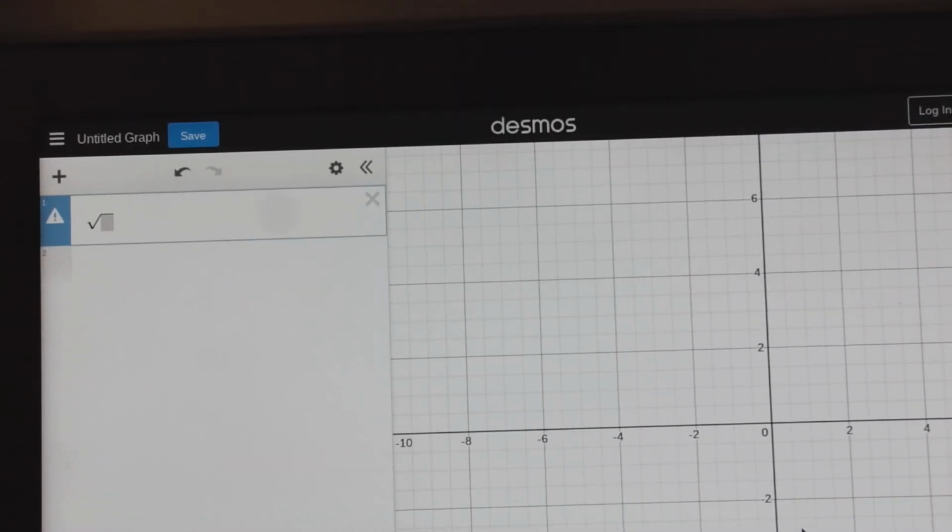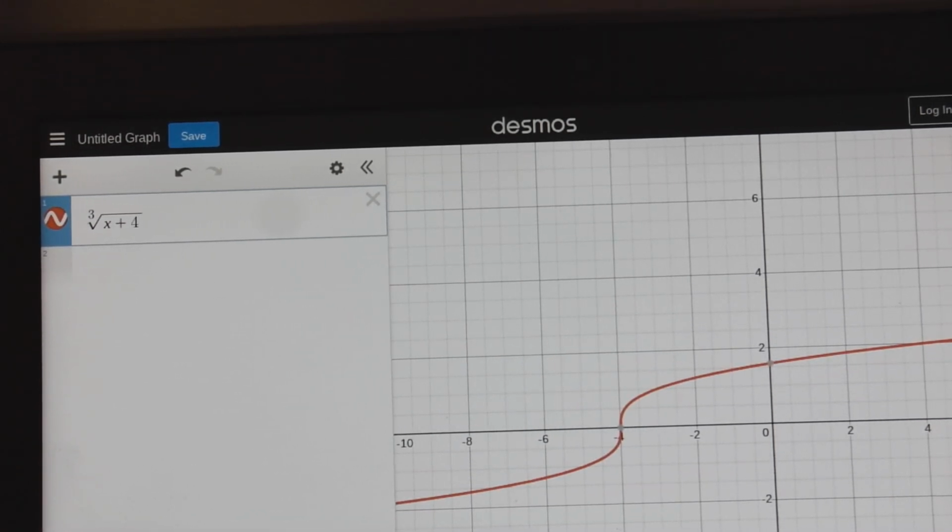Do you see how it's letting me type in the root? So I can find a cubed root, I can find a 21st root, I can find whatever root I feel like. So type in your number. We need a 3. All right, what lives under the root for number 4? Okay, so let's type in x plus 4. Okay, so there's my x.